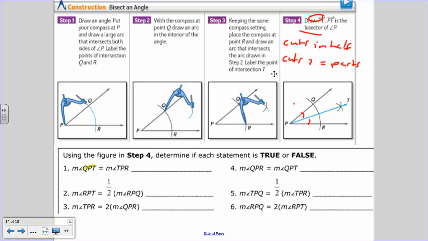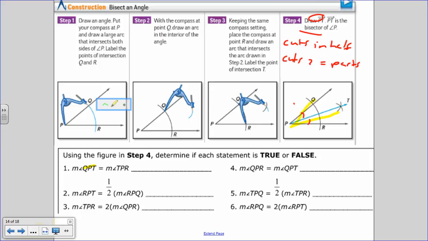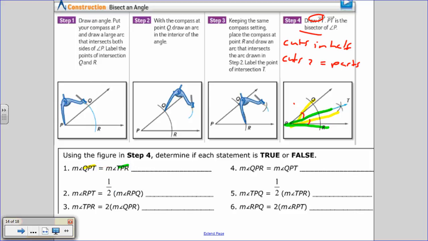All right, so QPT, if I trace it, QPT, that top little angle, TPR, TPR is that bottom little angle. Number one says the measure of angle QPT is equal to the measure of angle TPR. Well, yes, that's true because that's the definition of bisector. The bisector cuts the big black angle into two small angles. So yes, that's true. And their measures are equal.